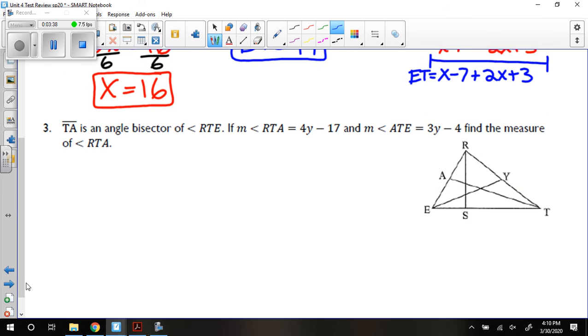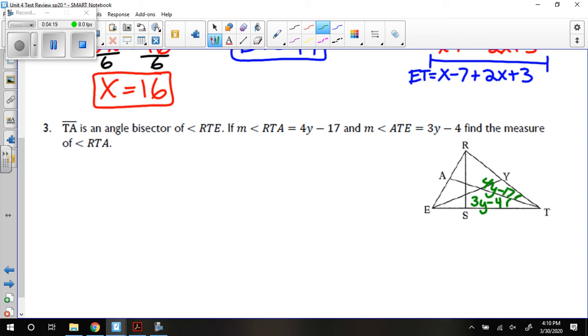For number 3, we have an angle bisector. TA is an angle bisector. So that means that these two angles at T are going to be congruent if TA is the angle bisector of angle RTE. You are told that RTA, R to T to A, that's this top half of the angle, is 4y minus 17. And ATE, the bottom half of the angle, is 3y minus 4.